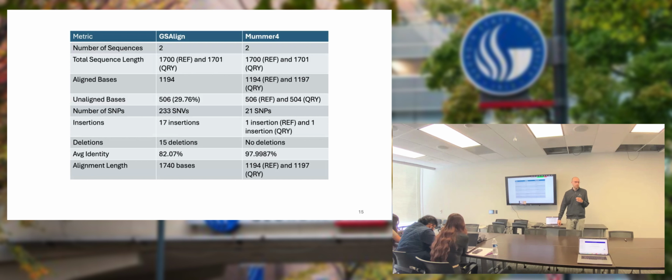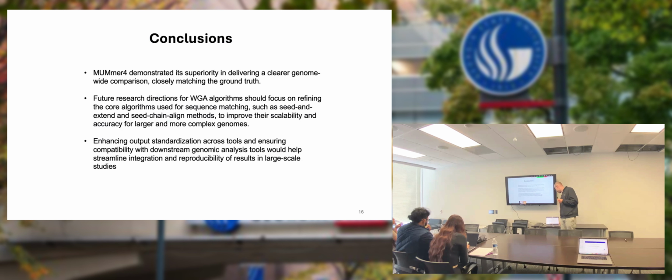So the higher the better for the identity. I mean, the general idea is that the higher identity would be better, but in this case we have a different length. So I considered that Mummer 4 was better because it was able to capture 21 mismatches. So you understand what was happening.